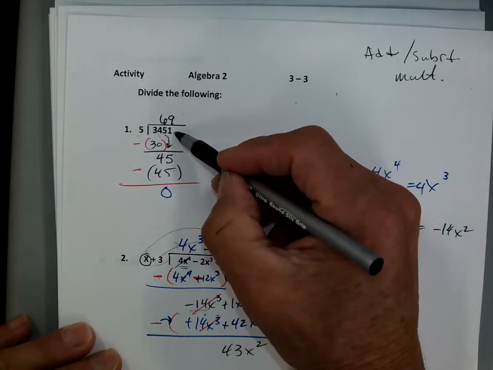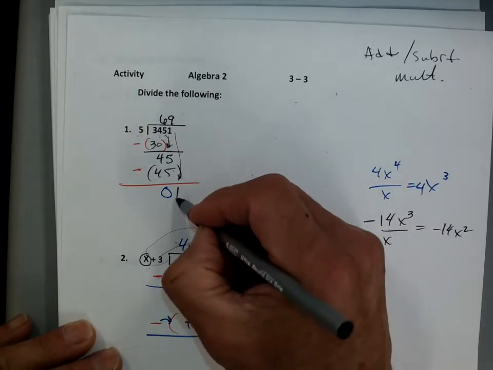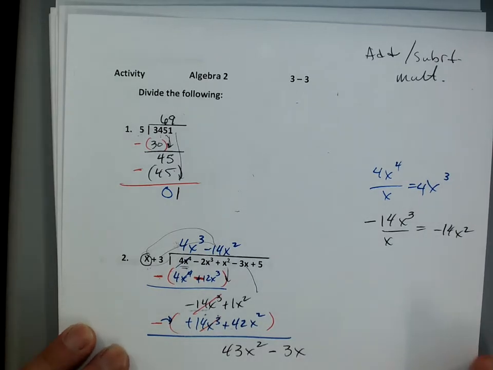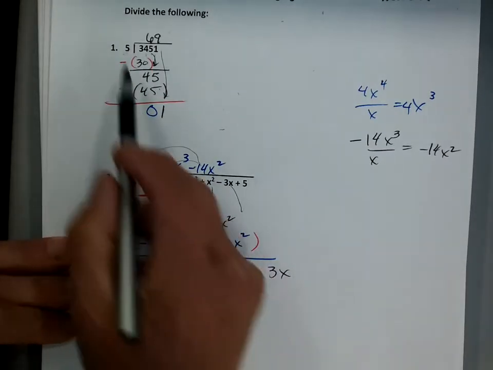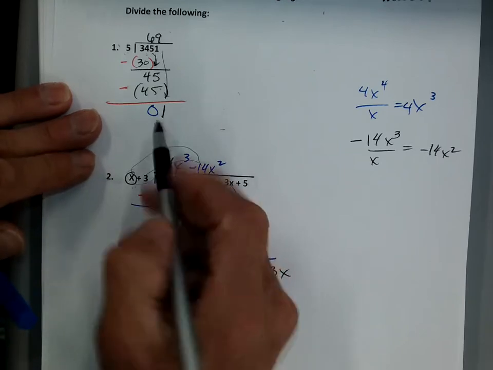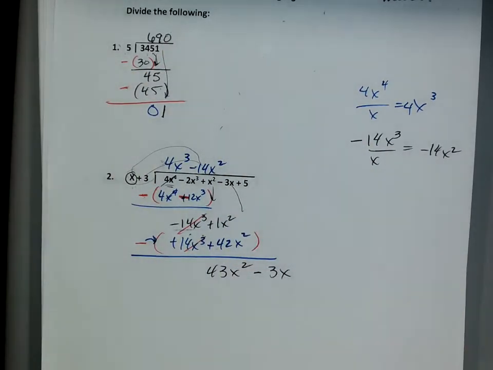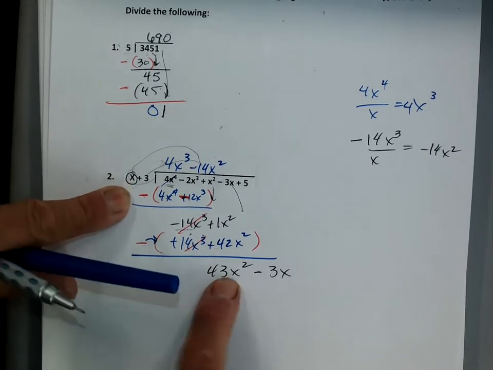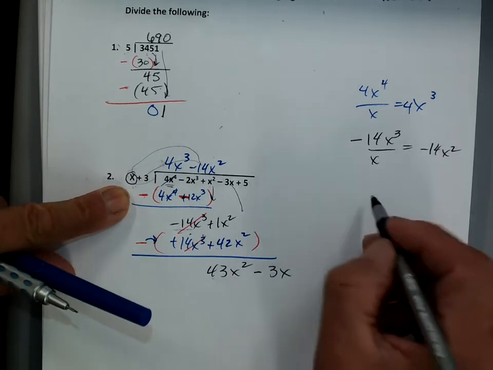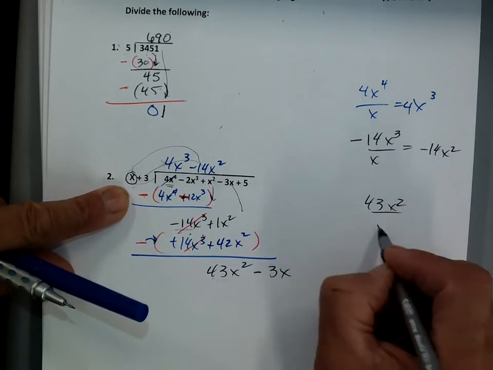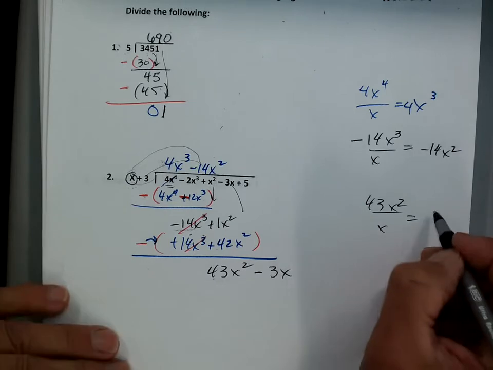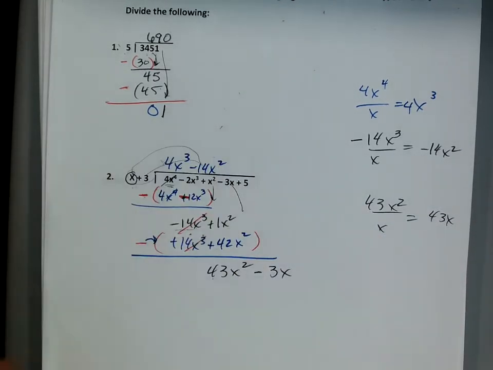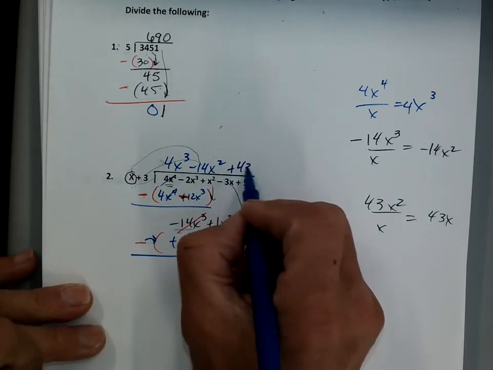All right, back up here. What did I do next? I brought down the 1. Do the same thing. I'll bring down the negative 3x. Same process. 5 goes into 1 0 times. Up here, x goes into my 43x squared, so 43x squared divided by x. Well, the x cancels, so I'm just left with 43x. So it goes in a positive 43x.